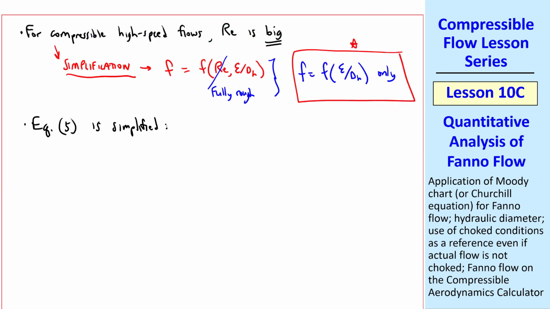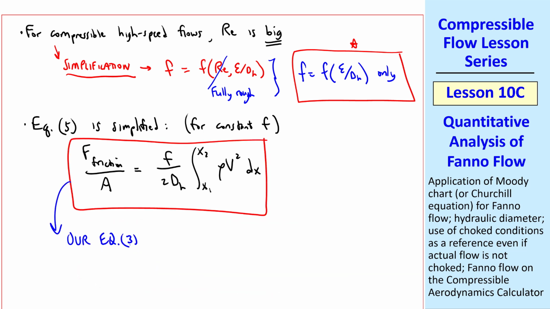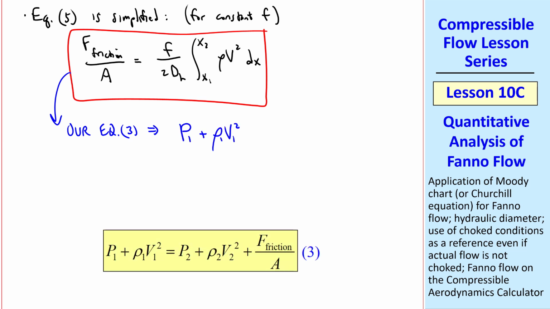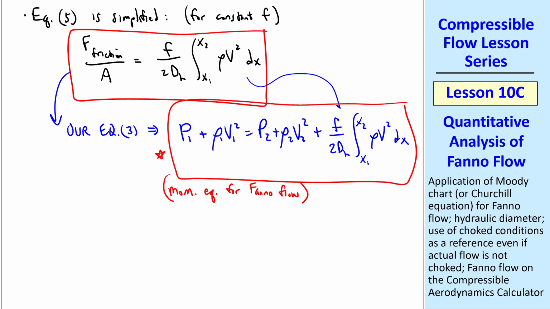Well, in that case, equation 5 can be simplified for constant f, so we can move f outside the integral. So F friction over A is f over 2dh, and then the integral x1 to x2 of rho v squared dx. And with this, our equation 3, the momentum equation, simplifies to P1 plus rho 1 v1 squared equal P2 plus rho 2 v2 squared plus F friction over A, and I'll use the right-hand side here. So this is now our momentum equation for Fanno flow.